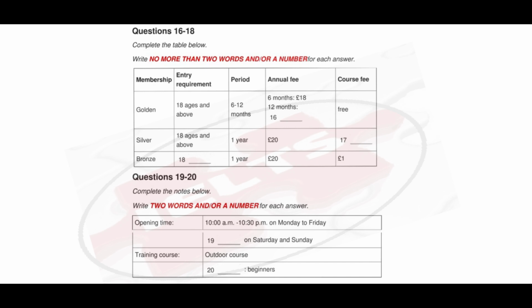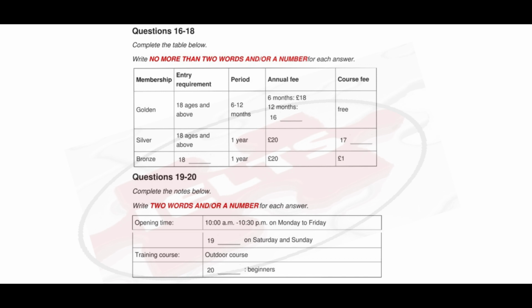At the Edge, you can pay per visit or save on course fees by becoming a member. We have 3 types of membership. Gold membership is ideal for regular visitors. Our Gold membership packages are available for 6 to 12-month periods. You should pay £18 for half a year and £30 for 1 year. You do not need to pay any course fees.